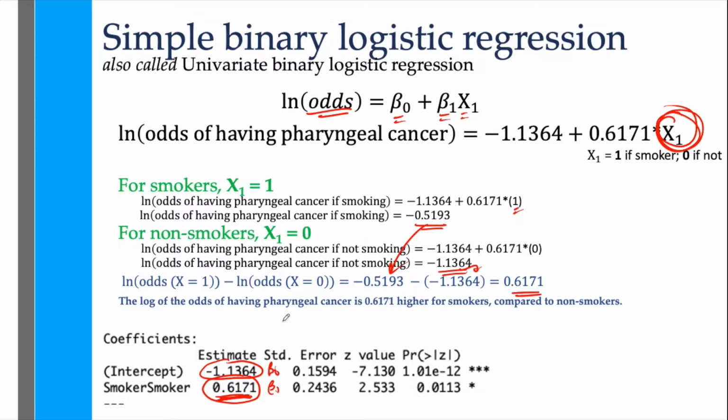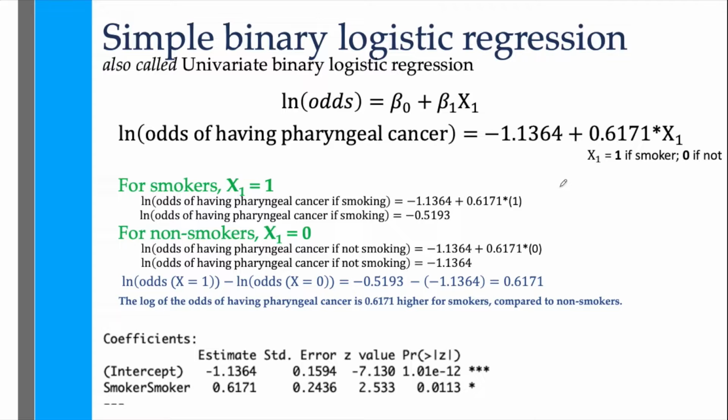That indicates that the log of the odds, which is this one, or the ln of the odds of having pharyngeal cancer, is 0.6171 higher for smokers as compared to non-smokers. So again, this one refers to the increase in the ln of the odds for smokers versus non-smokers.